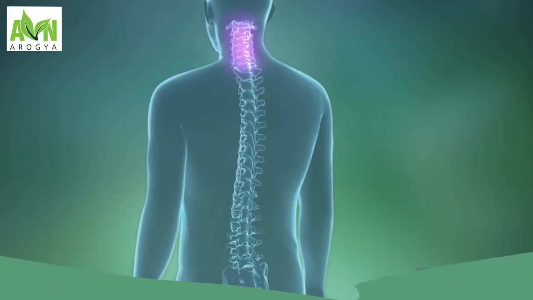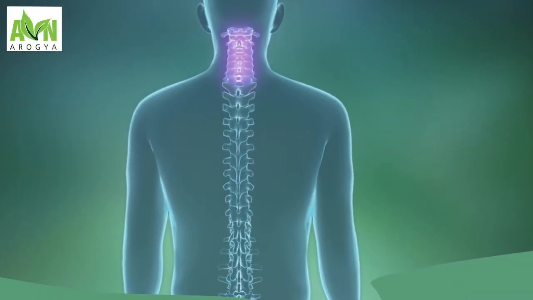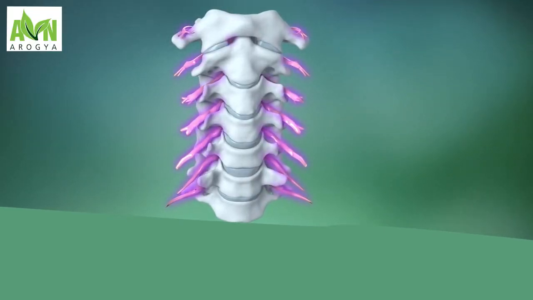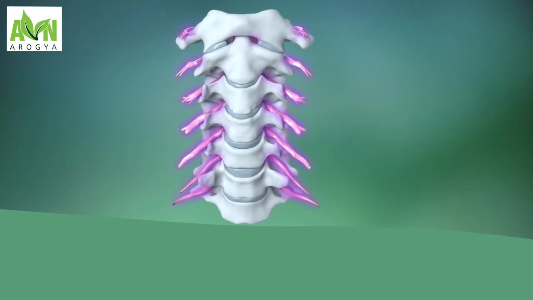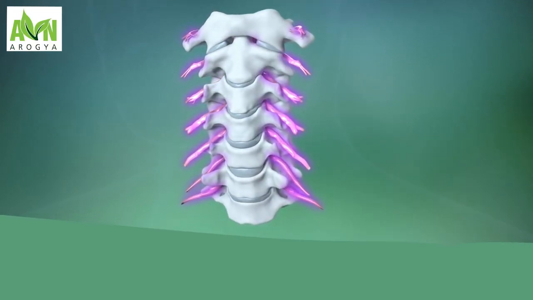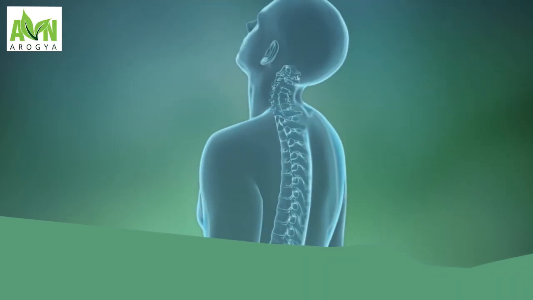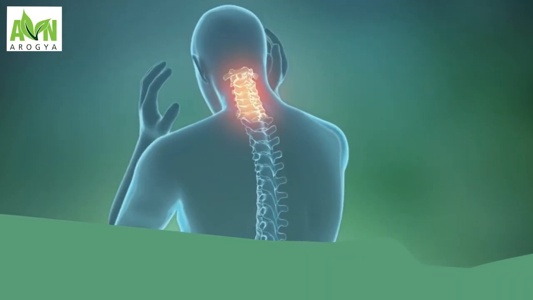In this video, we are going to be talking about cervical spondylosis and its treatment. Cervical spondylosis refers to spondylosis which affects the cervical spine. When we talk about spondylosis, it comprises two words, spondylo as well as osis. Spondylo refers to the vertebrae and osis refers to degeneration. So spondylosis is a process of degeneration of the vertebrae, and when it occurs in the cervical region of the vertebrae, it is called cervical spondylosis.